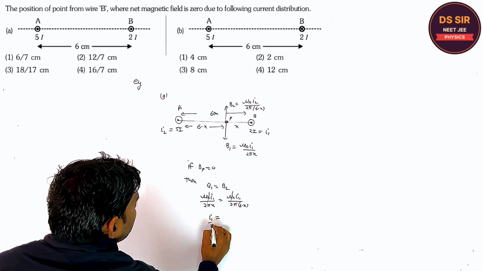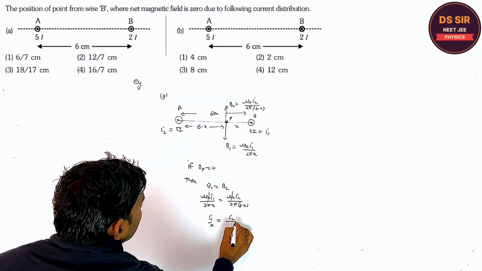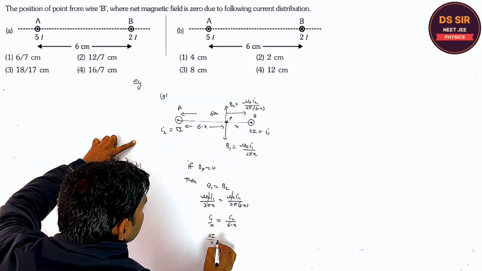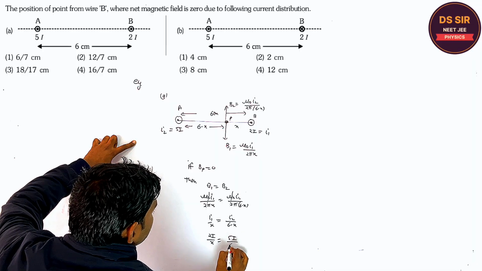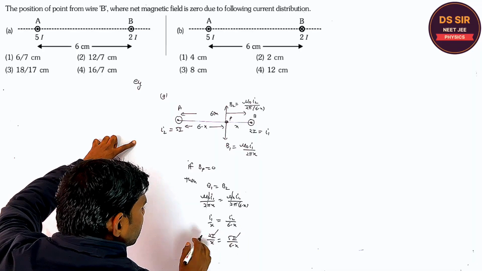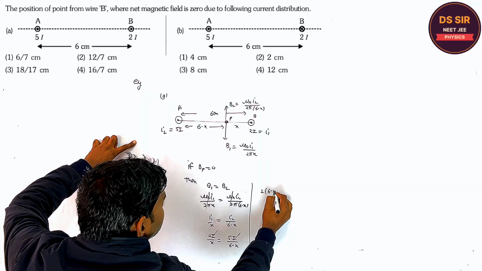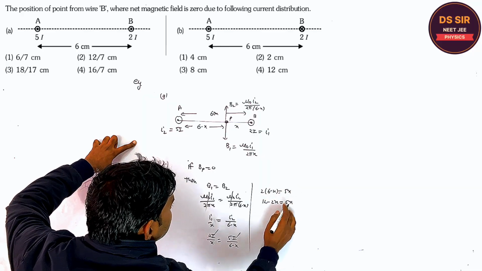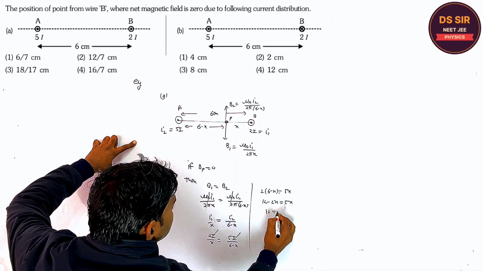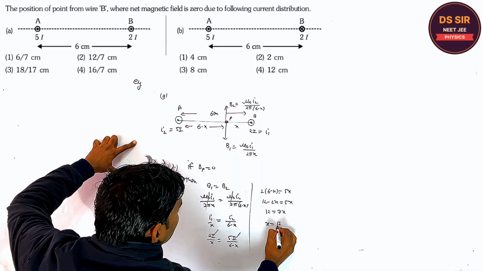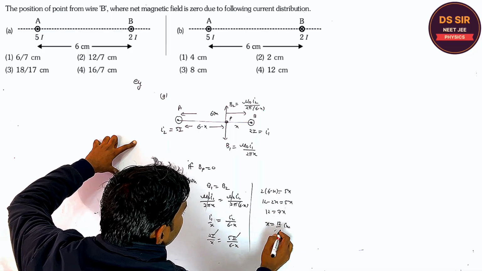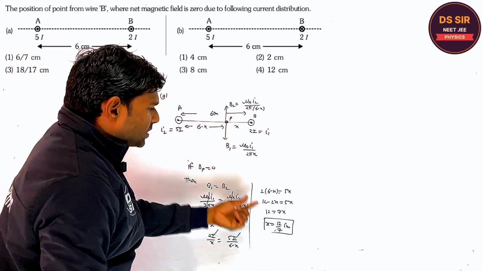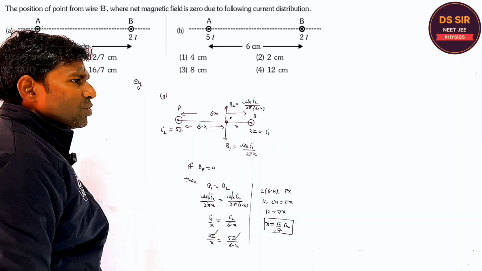I1 upon x is equal to I2 upon (6 minus x). I1 is 2i, I2 is 5i, right? Yes. So 2(6 minus x) is equal to 5x. 12 minus 2x is equal to 5x. Fine. 12 is equal to 7x. x is equal to 12 upon 7 centimeter. From wire B, at this distance, the net magnetic field is 0, right?